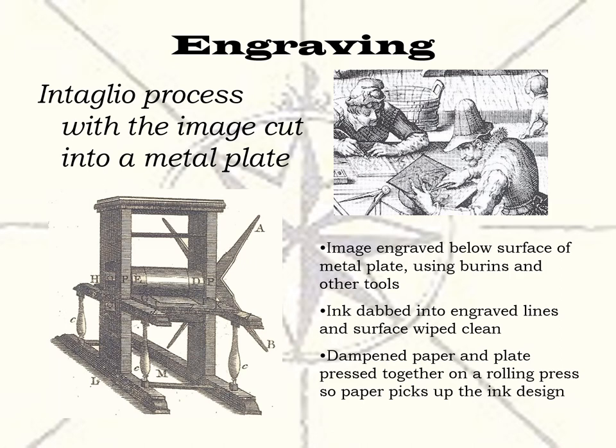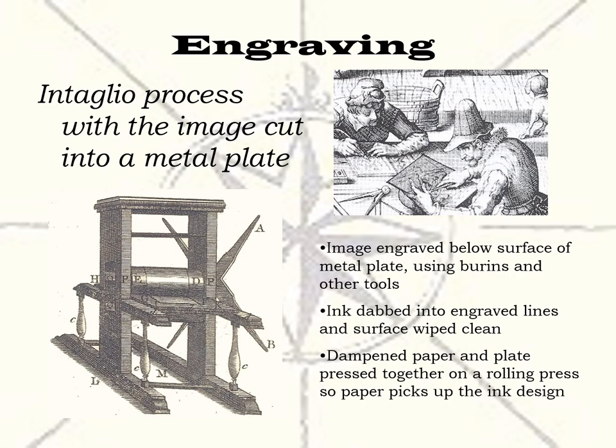Engraving, or line engraving, is an intaglio process where the printed image is cut into a metal plate. You start with a metal plate, usually copper, where the surface is polished until smooth. The image is then transferred to the plate, often upon a white wax covering which has been put onto the plate. The image is then engraved into the surface of the plate, mostly using a burin, but also other tools.